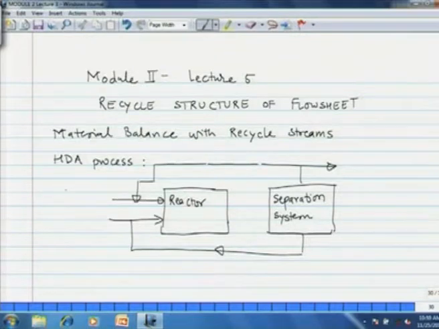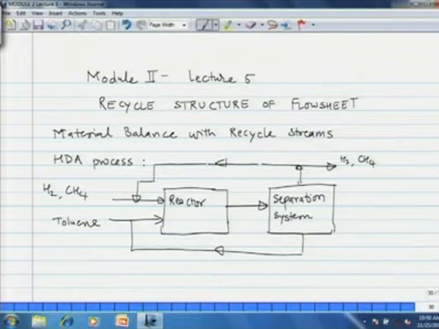So, the two feed streams to the reactor are hydrogen with impurity of methane, and toluene, and the reactor effluent goes to the separation system, which splits the effluent into two parts, the liquid phase and gas phase. Okay. The gas phase stream coming out of the separation system essentially is unreacted hydrogen with methane, and the liquid recycle stream is unconverted toluene.